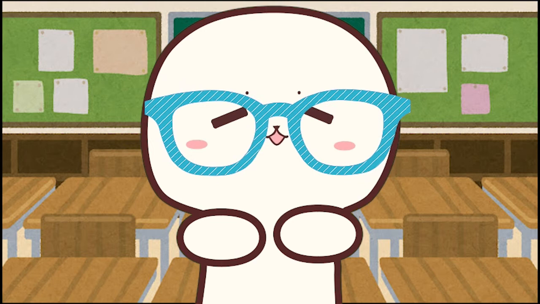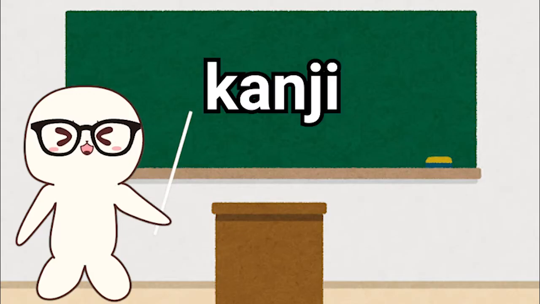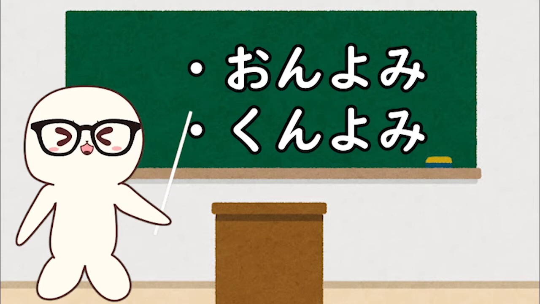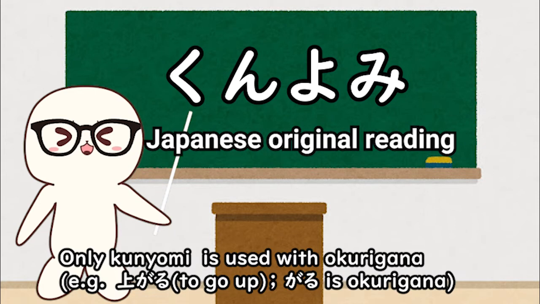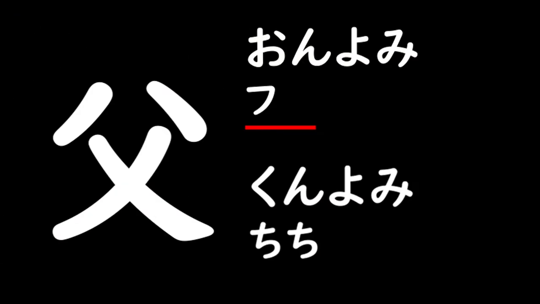How to read this kanji? Kanji has two different ways of reading, onyomi and kunyomi. The onyomi is close to the Chinese reading, and the kunyomi is Japanese original reading. Onyomi is fu. Kunyomi is chichi.